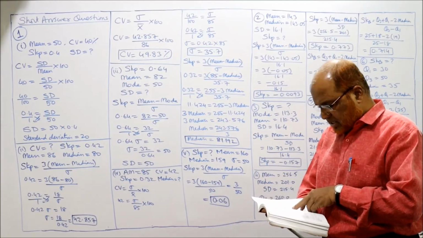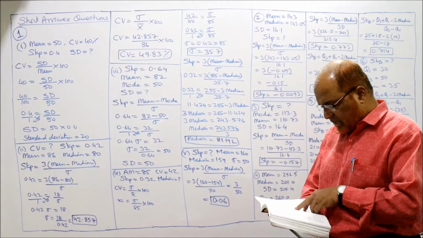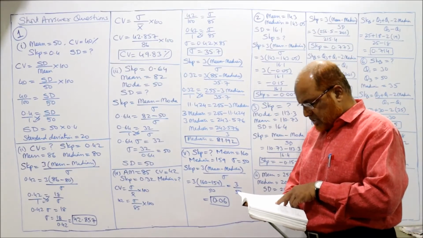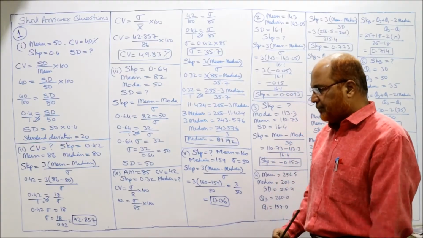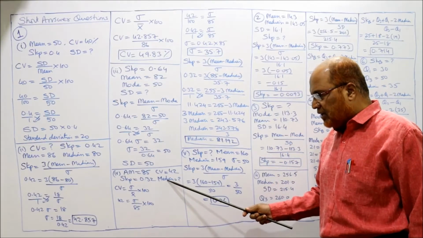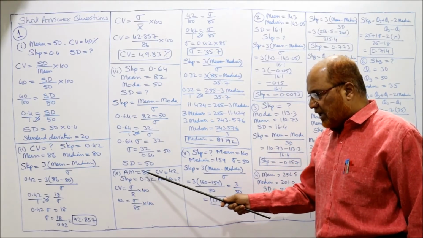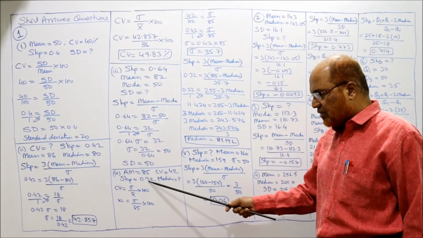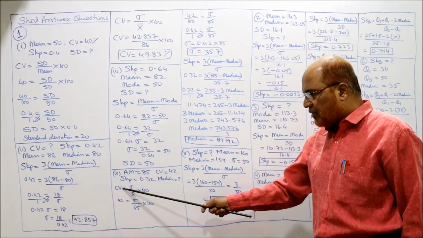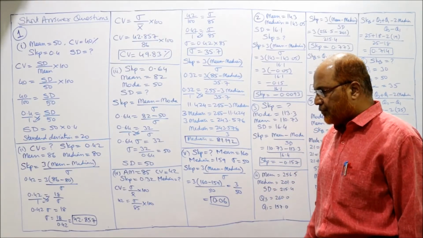Fourth point. For a moderately skewed distribution, arithmetic mean is 85. Mean 85, CV 42, SKP 0.32. Find out the median. So we have to calculate the median here. Arithmetic mean is given 85, CV, coefficient of variation, is given 42, SKP is given. By using the CV formula, we can calculate the standard deviation.